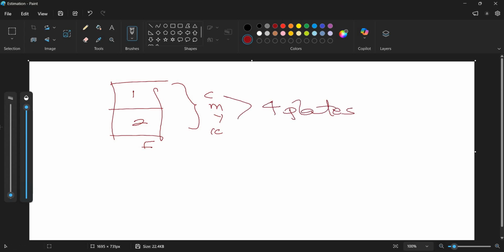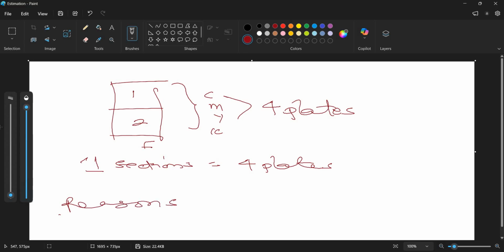So you just state that 1 section equals 4 plates, and then you give your reason why it's 4 plates, and then you are good to go. So you add your plates for the cover to the plates for the book block, which is 16, and then you have 20 plates for the whole project.